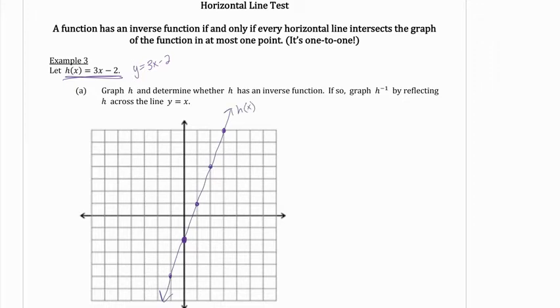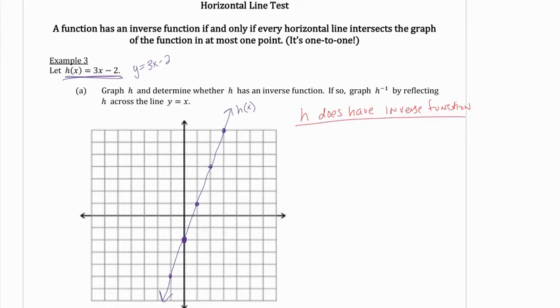Okay, so now if I look at my horizontal line test, right? So now I'm looking at if I put horizontal lines across this function, does it ever cross more than once? The answer is no. So yes, it does have an inverse function. So h does have an inverse function.